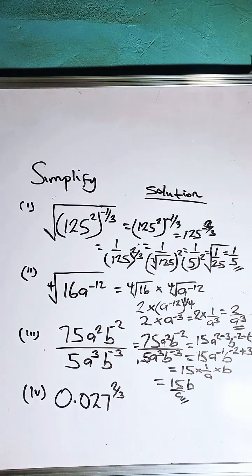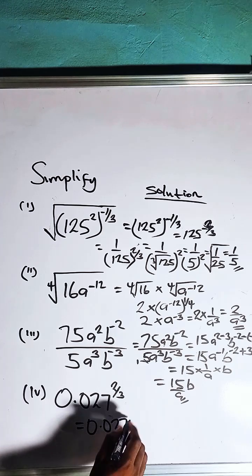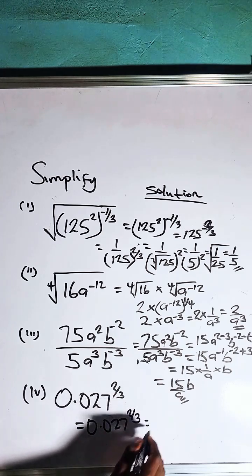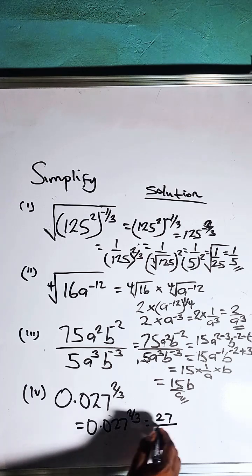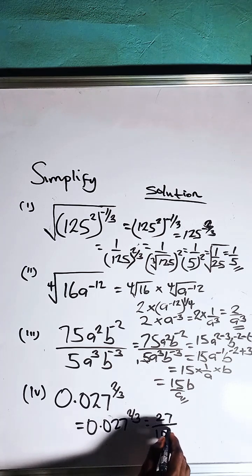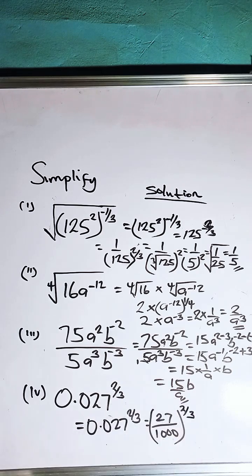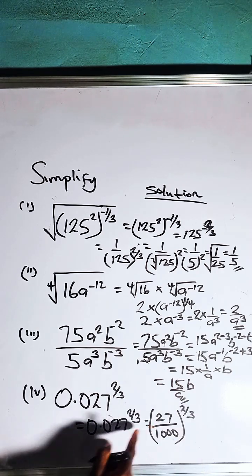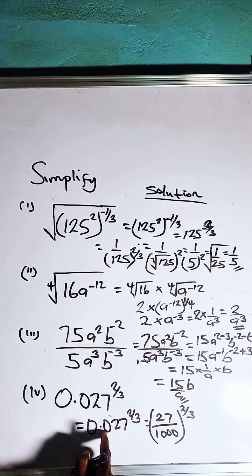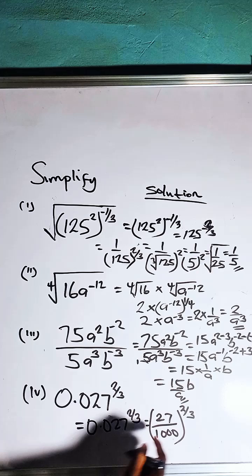And for the last expression, we have 0.027 raised to the power 2 over 3. Let's convert this to a fraction. So we have it as 27 over 1000, raised to the power 2 over 3. How do we convert this to a fraction? We rule a straight line, the decimal point turns to 1, and all the digits after turn to 0 at the denominator, so we repeat 27.